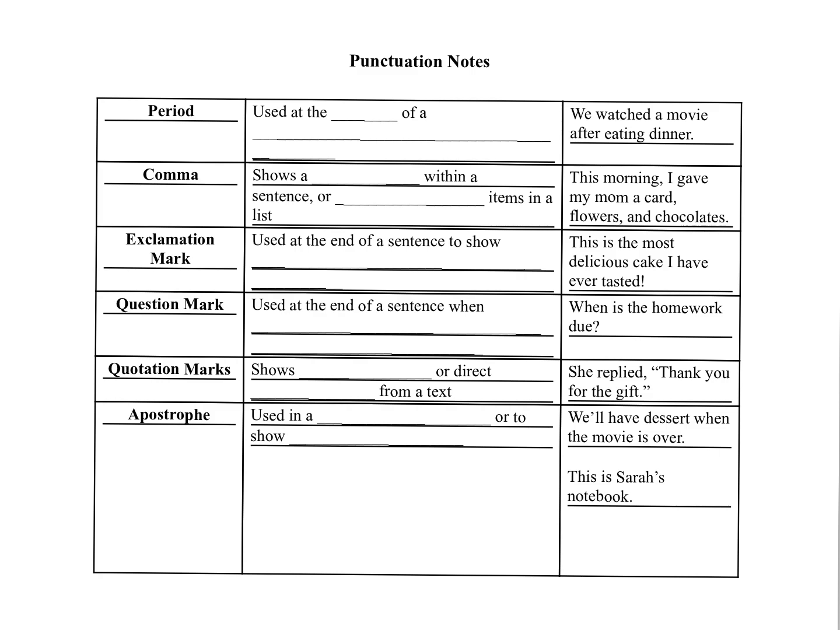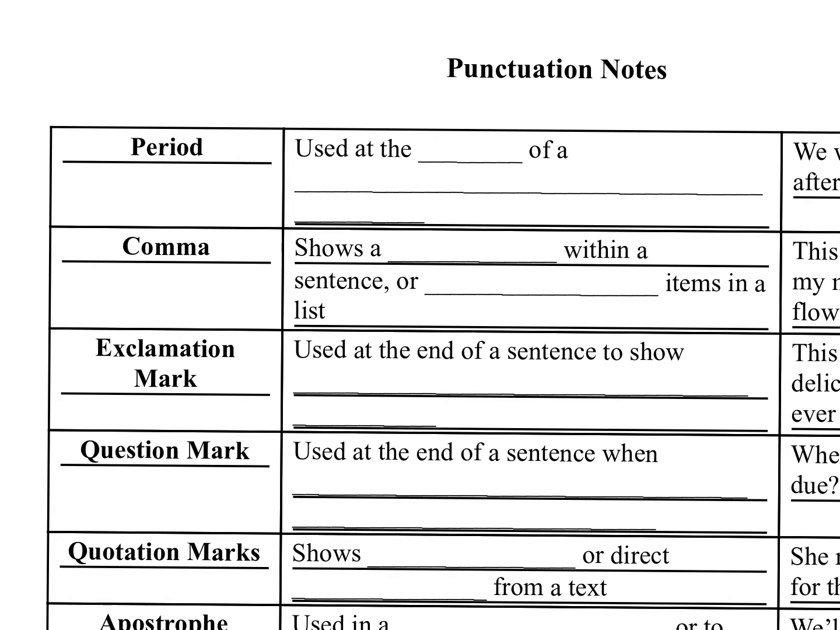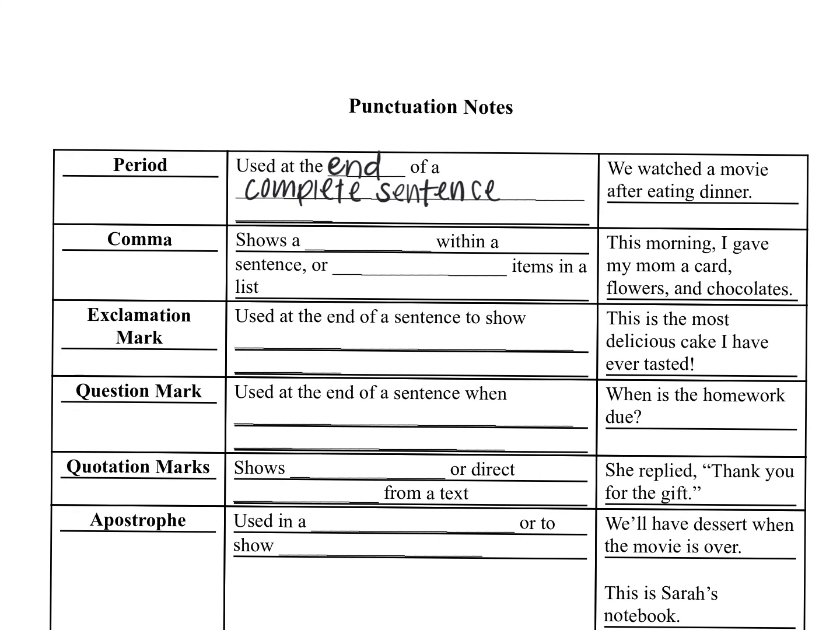We know that we're supposed to use those at the end of a complete sentence. Looking at our example here, we watched a movie after eating dinner. Okay, we have our period right here, and we know it's a complete sentence because we have a subject, we, and a verb, watched.